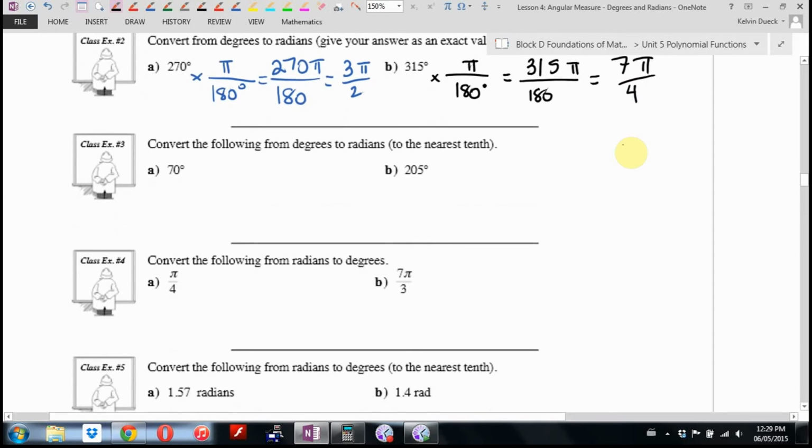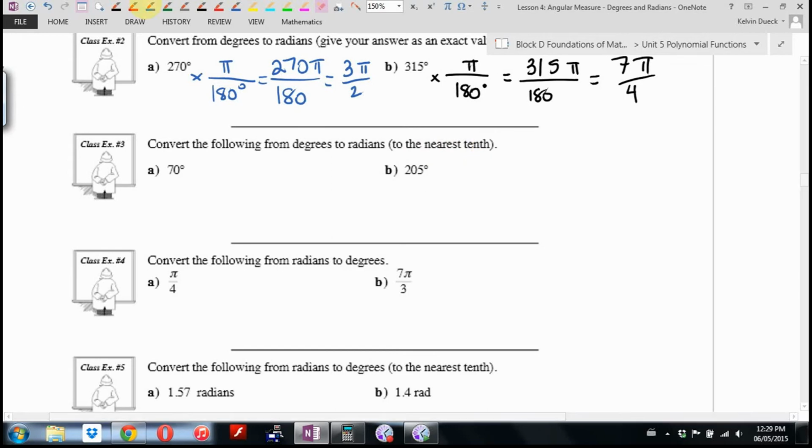Convert from, oh, Pam, can you read me the instructions again here? No, example 3. Oh, example 3. To the nearest tenth. You read the whole thing, please. Oh, convert the following from degrees to radians. Same as we did before. Oh, except this time what? To the nearest tenth.